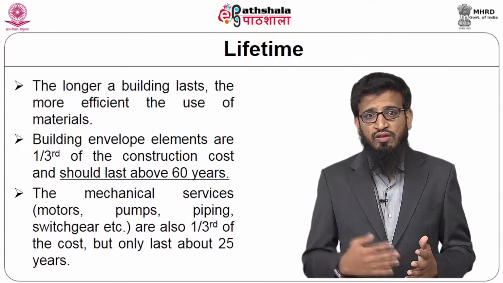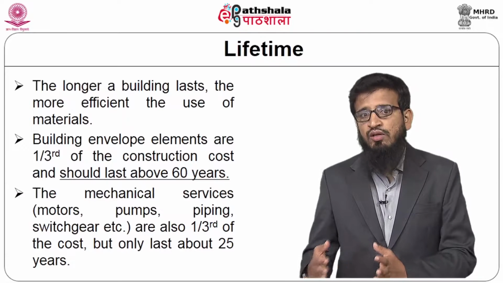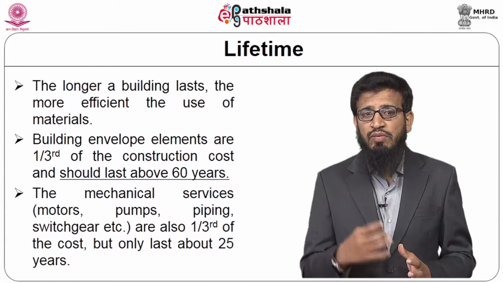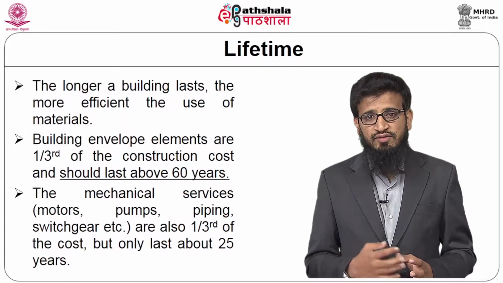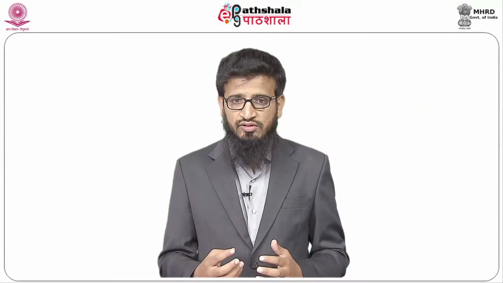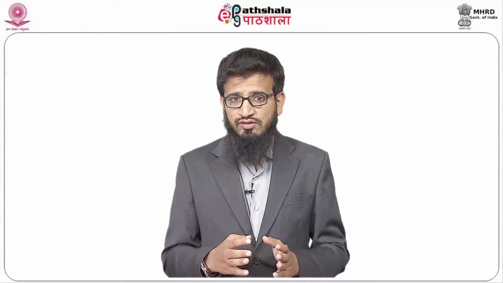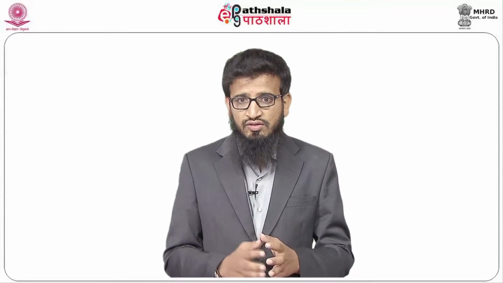Building envelope elements are one third of the construction cost and should last at least 60 years to mitigate the energy which has gone into the building materials. The mechanical services and motors are also one third of the cost, but only last for 25 years. The amount of energy that goes into building the mechanical systems like your chillers, motors, pumps, pipes and all those things is huge, for PVC pipes, iron pipes and everything. These materials will last only 25 years, which means that the amount of energy you have put into it is not able to pay back the building that amount of energy.